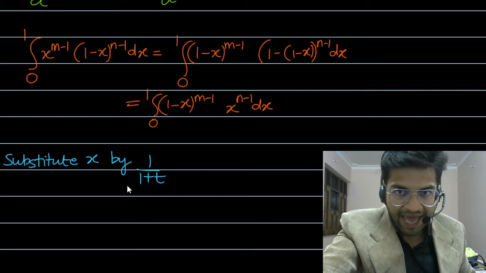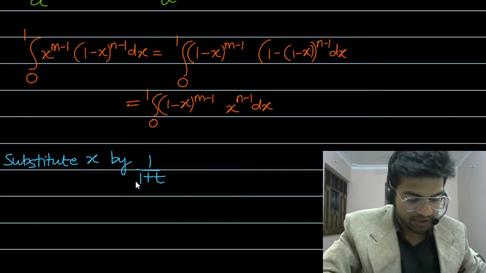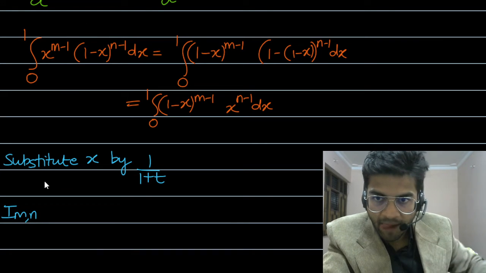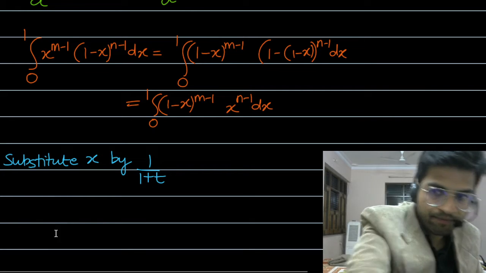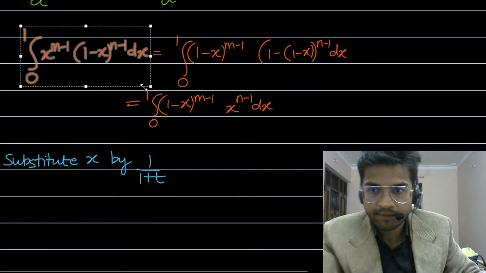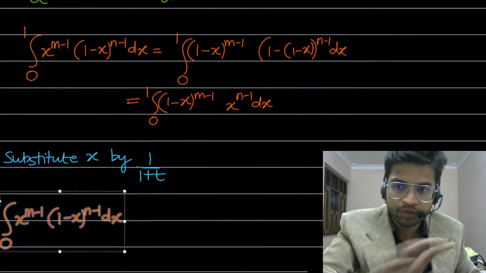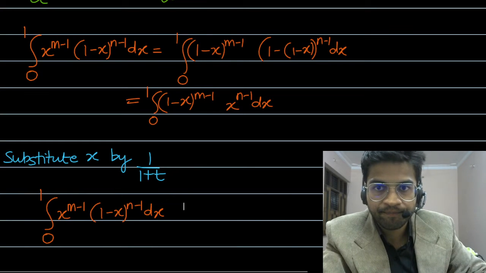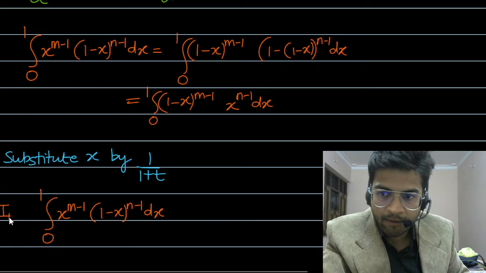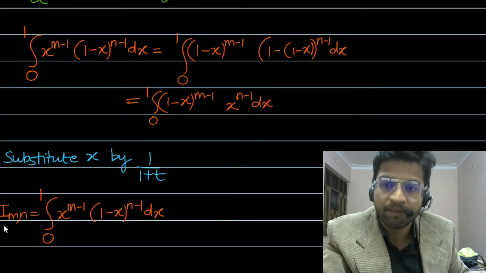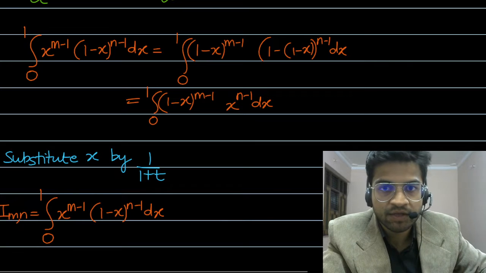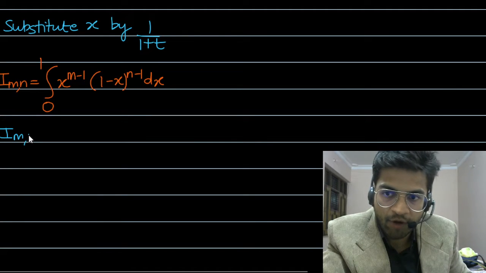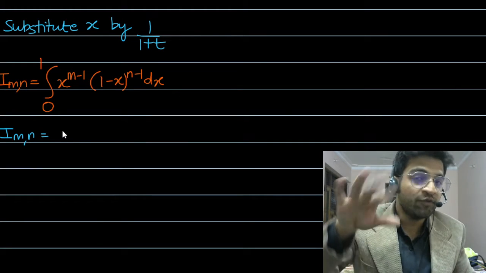Let us say I substitute x by 1 by 1 plus t in Imn. So Imn was, let me bring this expression downwards. So this is Imn, right? This is Imn. Replace x by 1 by 1 plus t. So by replacing x by 1 by 1 plus t, we will have Imn, m comma n, equal to the integral. What will be the limits?